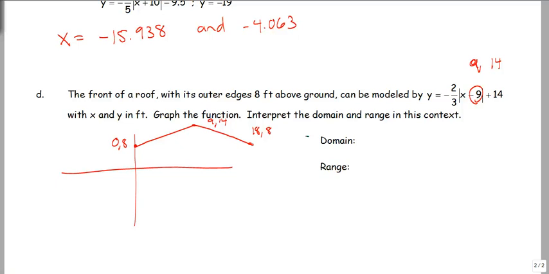We're talking about a roof. My domain would actually be all x values such that x is between 0 and 18. And we're including those. I know 0 isn't a length, but it starts at 0 because there is a length there. There's an output there and an output at 18. The range for this are all y values such that y can be anywhere from 8 up until 14.